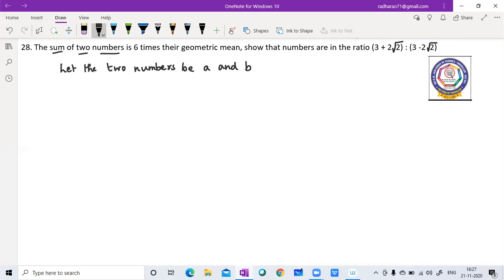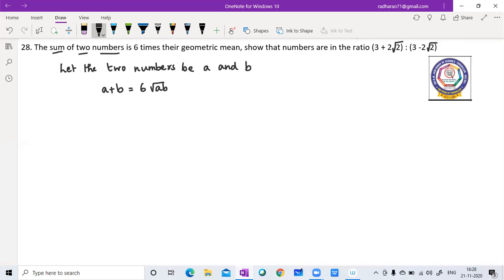The sum of two numbers, that means a plus b, is equal to 6 times the geometric mean. What is the geometric mean of a and b? It is root ab. So a plus b is equal to 6 into root ab. The two numbers are a and b, and their sum is a plus b, equal to 6 times their geometric mean. So the geometric mean of a and b is nothing but root ab.